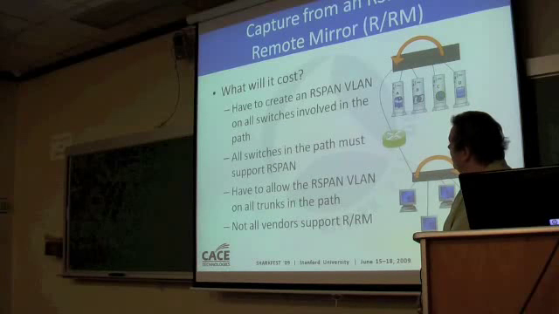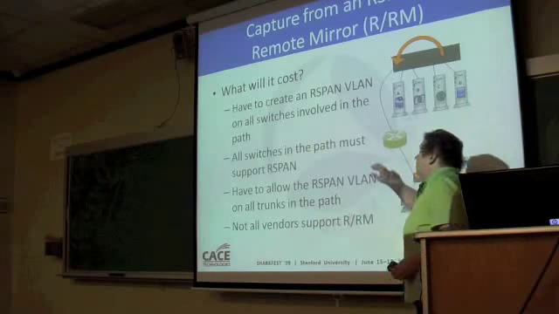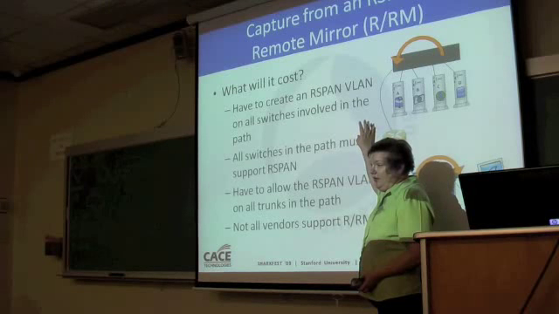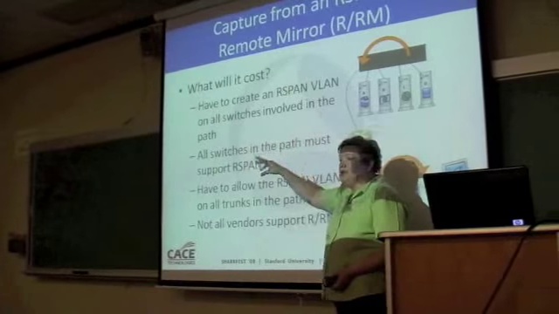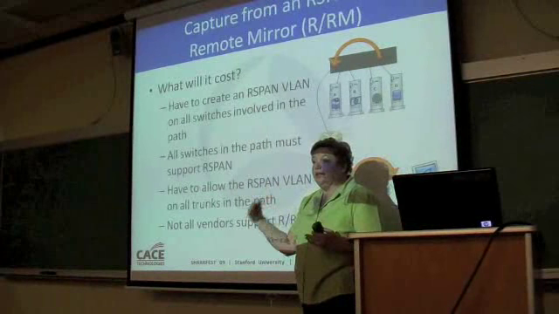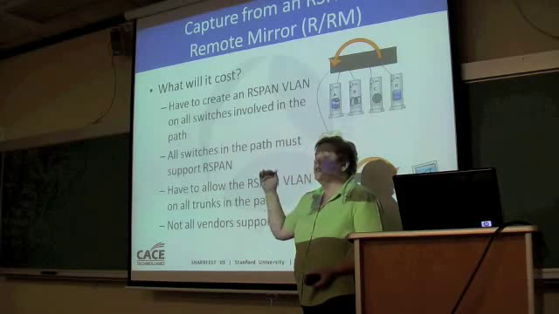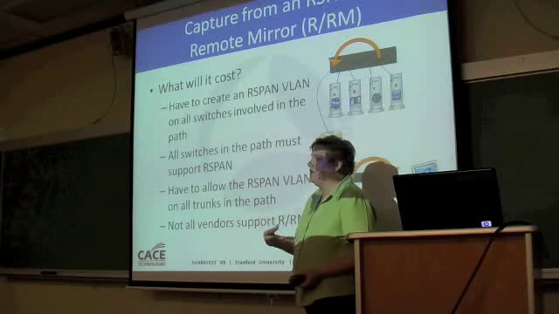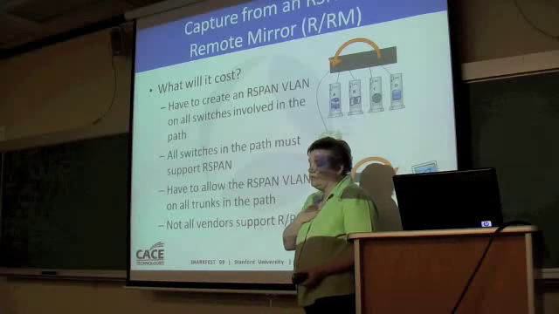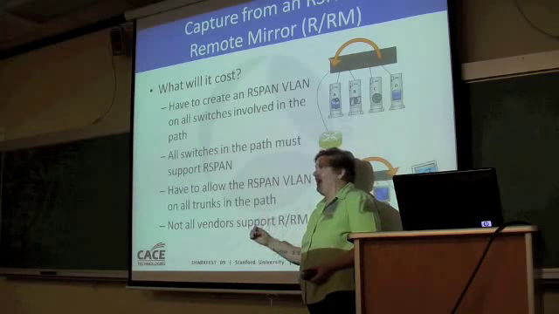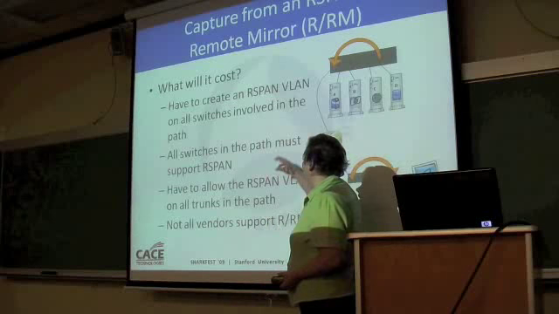Now, I have to go ahead and create an RSPAN VLAN on all of the switches involved in the path. Because remember, at the source and at the destination, we're going to tag it. That's how it's going to physically get there. So all the switches in the path have to be tagged for that trunk VLAN. All the trunks have to be tagged for that RSPAN VLAN.